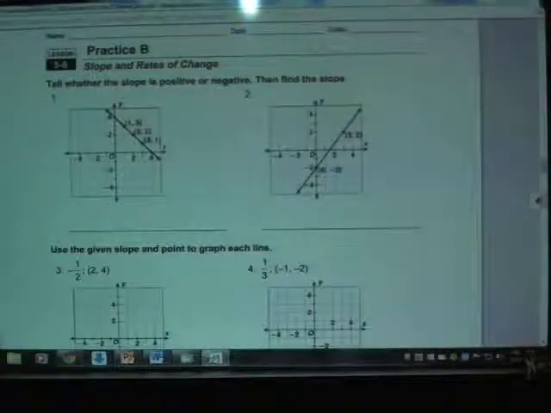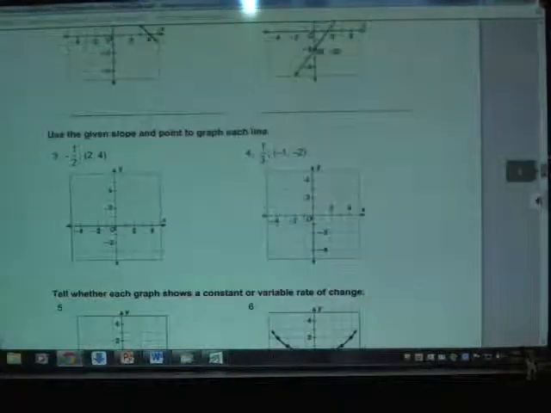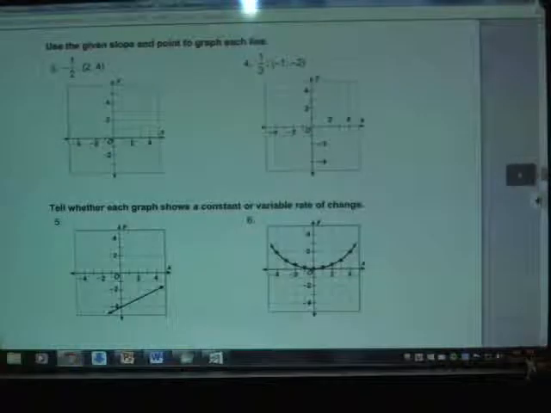All right, let's go ahead and take a look at number 4 now. 3 and 4 have the same directions. It's saying for me to use the slope and the point to graph the line, and they've given me 1/3 and (-1, -2). So what's probably confusing here, or what could be problematic for us, is that the information they've given us is actually kind of backwards.